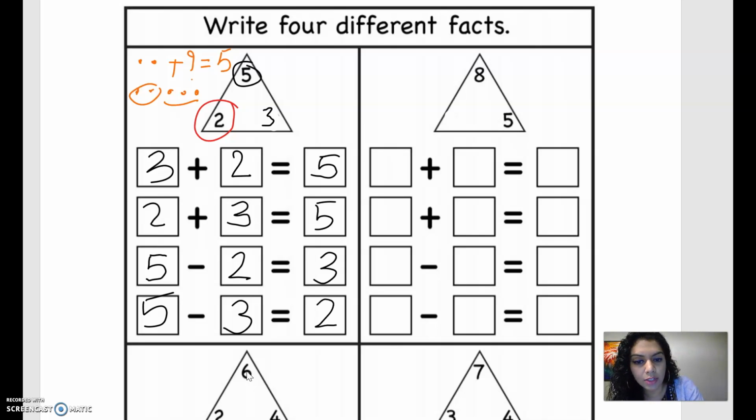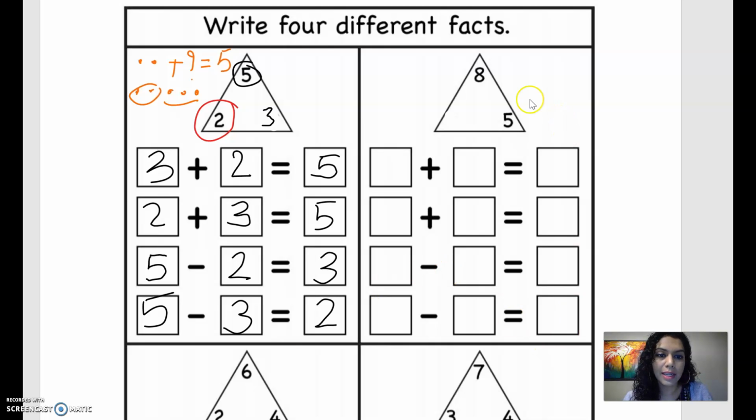I don't even need to do that anymore, right? I don't even need to solve it. I know that it's a fact family, and all of these 3 numbers make 4 different equations or 4 different facts. Let's try another one.